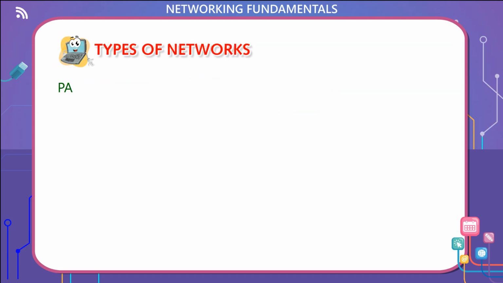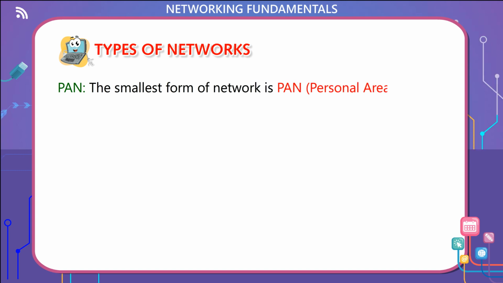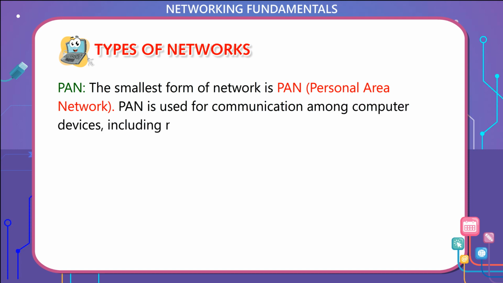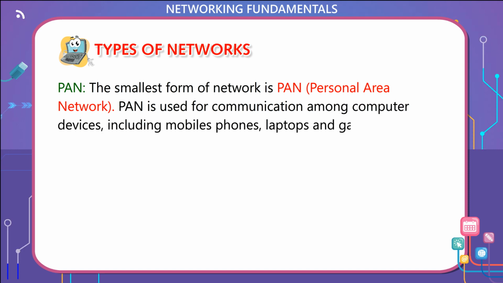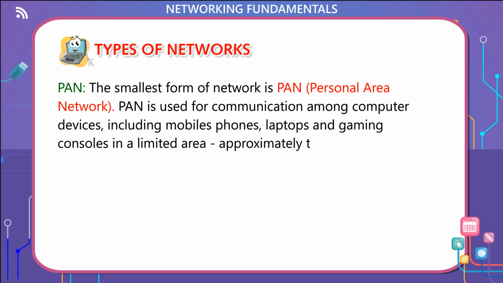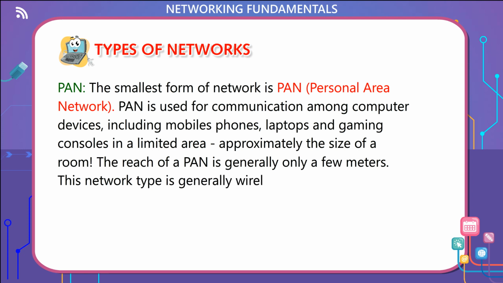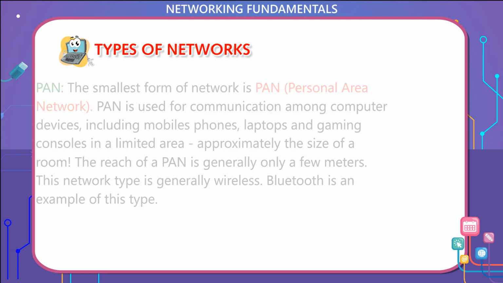Types of networks: PAN. The smallest form of network is PAN, Personal Area Network. PAN is used for communication among computer devices, including mobile phones, laptops, and gaming consoles, in a limited area, approximately the size of a room. The reach of a PAN is generally only a few meters. This network type is generally wireless. Bluetooth is an example of this type.